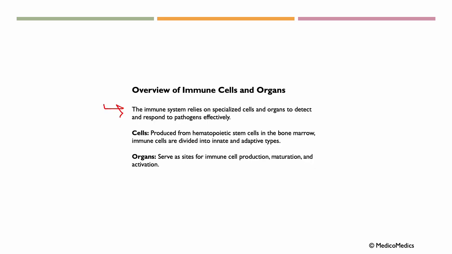So the immune system relies on specialized cells and organs to detect and respond to pathogens effectively. So we have cells. These are produced from hematopoietic stem cells in our bone marrow. Immune cells are divided into innate and adaptive types. So you should remember from our previous lecture, we said innate was macrophages and neutrophils. The adaptive, we talk about T and B cells.